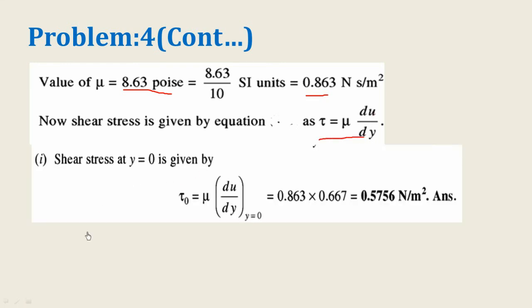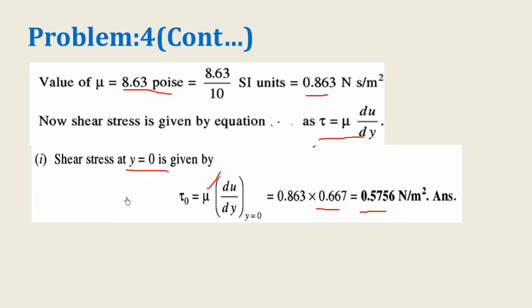So for shear stress at y equal to 0, we write tau naught equal to mu into du by dy at y equal to 0. Mu is already known, 0.863, into du by dy at y equal to 0, which we already calculated in the previous slide. We substitute it here, and we get the tau naught value 0.5756 Newton per meter square.